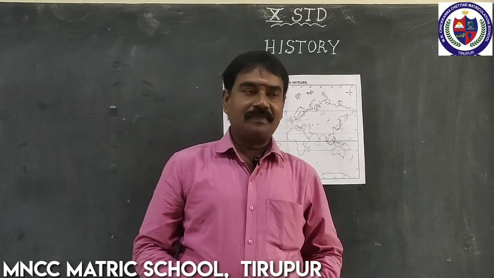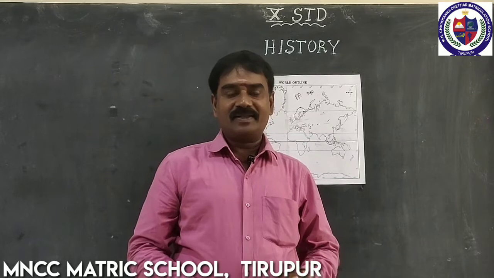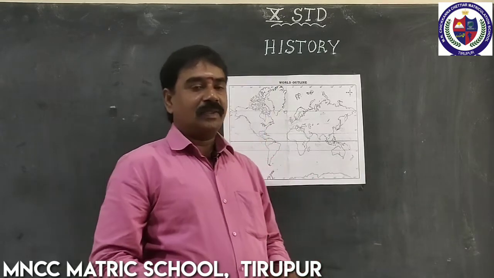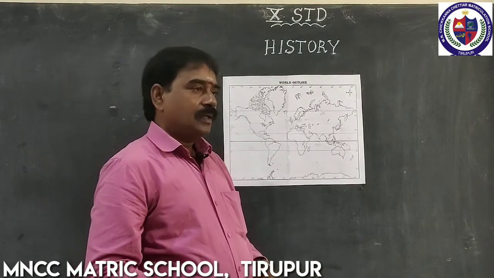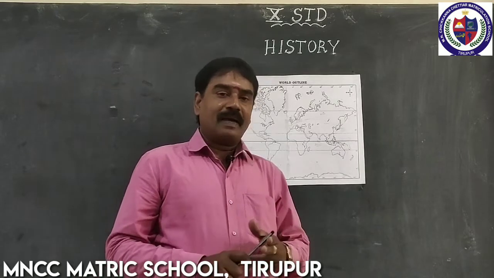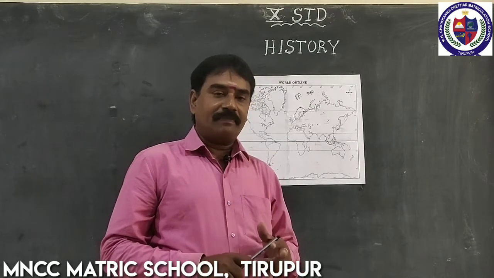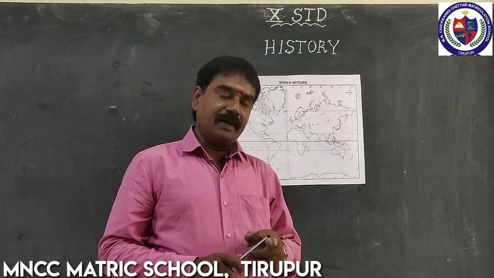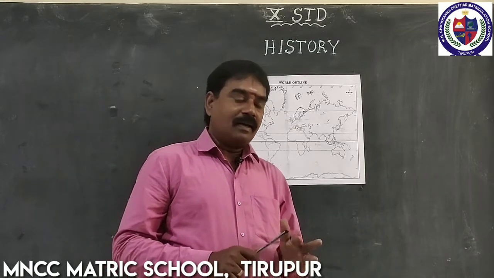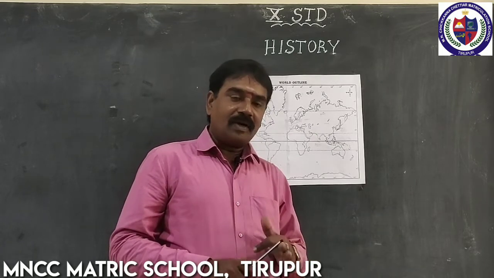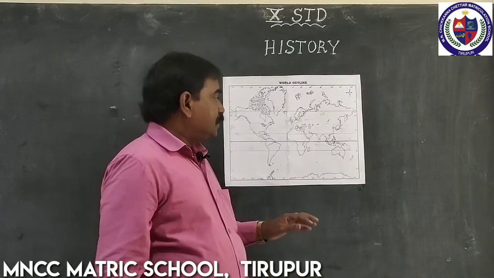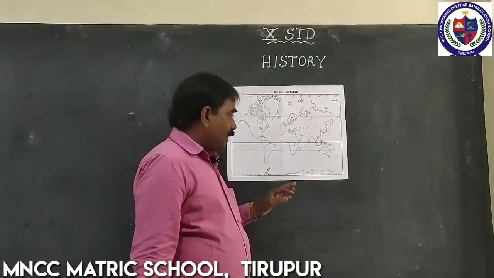My dear students, now we are going to see history map. This map is in third lesson. Okay, World War II. So in a history map, only two maps will be asked. One is world map and other one is India map. Either one will be asked, either world map or India map. Now we will see world map. The important places in the world map.